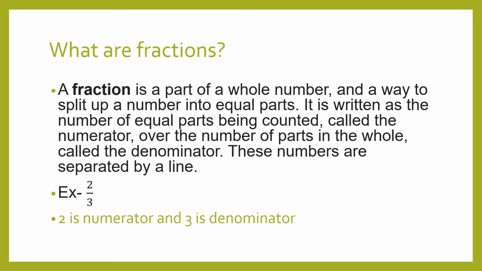As you can see in the example given here, 2 by 3. 2 shows the number of equal parts being counted, that is the numerator. And 3 shows the total number of parts in a whole thing, and 3 is the denominator. So the top number is called the numerator and the bottom number is called the denominator, and they are separated by a line.